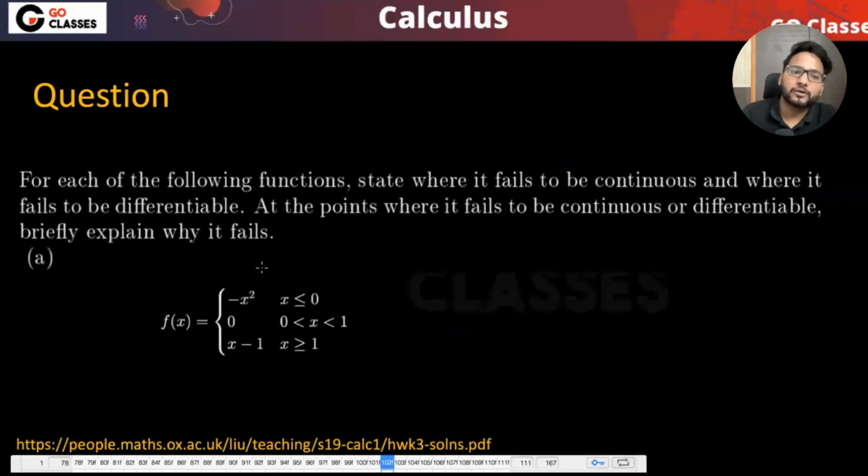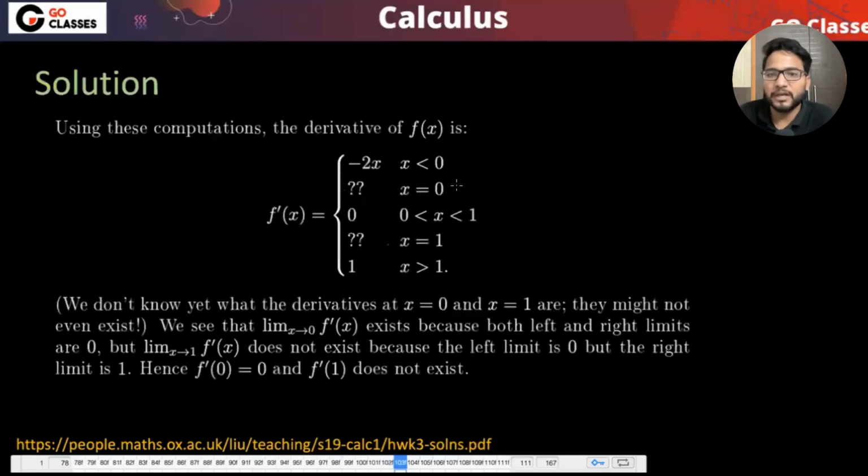Let's check for each of the following functions listed whether it is first continuous and where it is differentiable. So let's check whether this function is differentiable or not, using the short trick. What is the short trick? You can directly differentiate and then check whether the function is differentiable at 0 or not. If you differentiate, since you have to check at 0, the function was this.